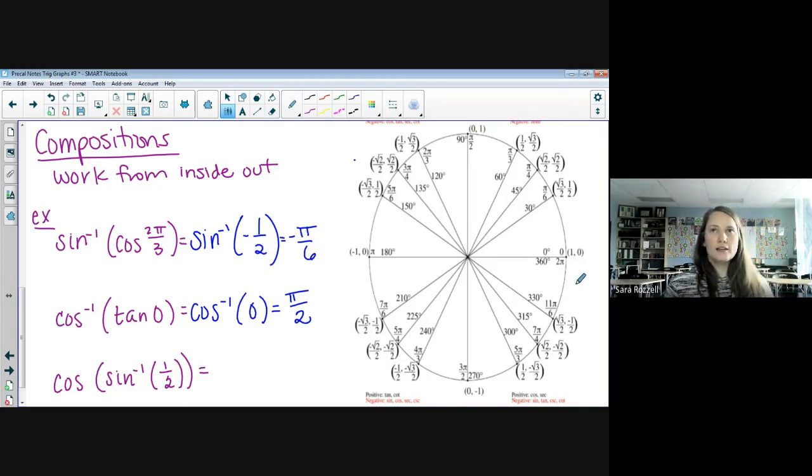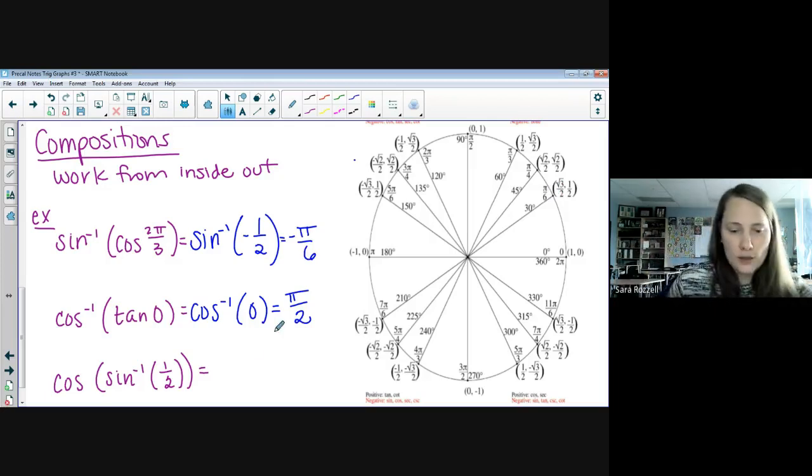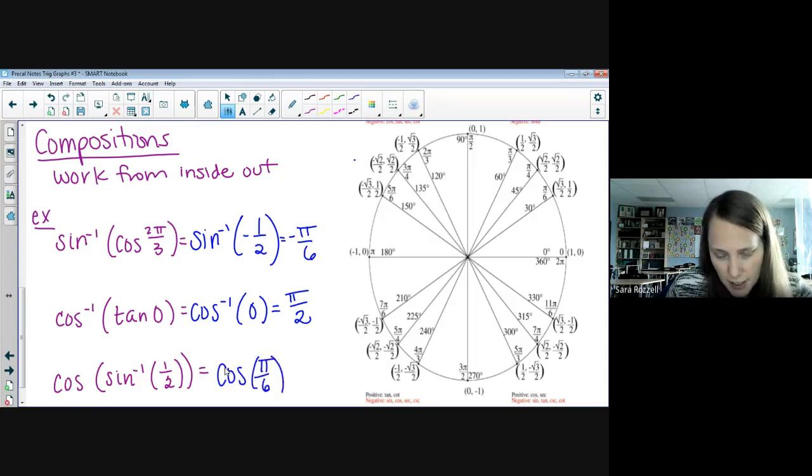Who thinks they got it? Okay, that's fine. All right, when is sine 1/2? So that's our y value. Sine is 1/2 at pi over 6. We okay there? We got that part? All right, so we're going to now do cosine of pi over 6. So go to pi over 6, and the cosine is √3 over 2.